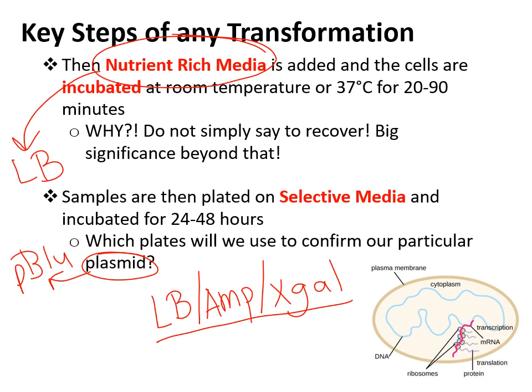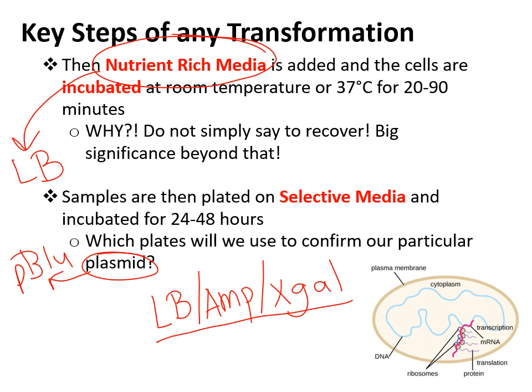LB is the nutrient-rich media that all bacteria love, has everything they need to grow, and any bacteria can survive on. Ampicillin is our selective aspect to test for beta-lactamase presence, and XGAL is our selective item to help detect whether the plasmid is in the bacteria because of beta-galactosidase.